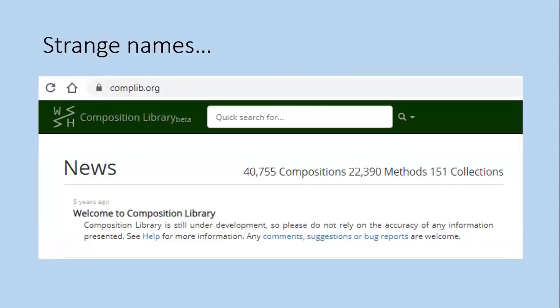I thought we'd start with strange names, and that's a title that I've chosen deliberately. There are, at the moment, as things stand, 22,390 methods on Composition Library. Anyone who's at the talk I gave about how methods work might recall that although that sounds like a lot of methods and we'd never dream of learning all of them and having them all in our heads at once, that number actually is only scratching the surface of the number of methods that could be rung.